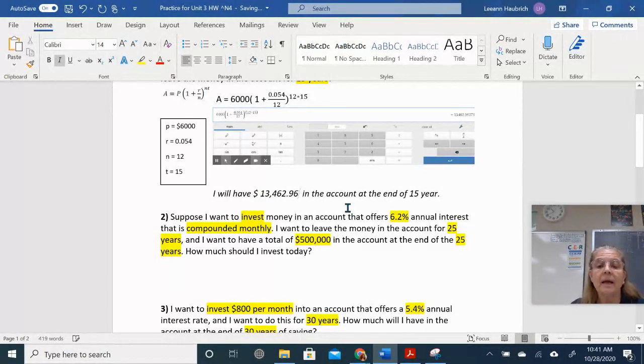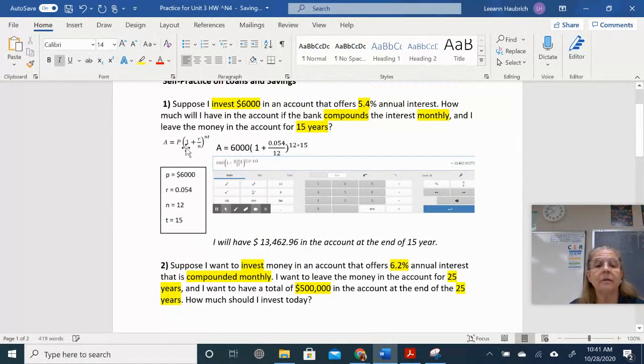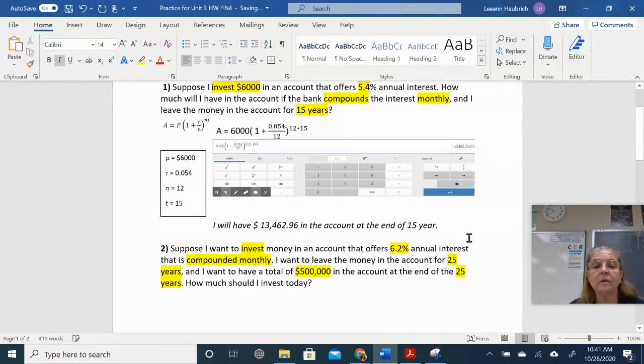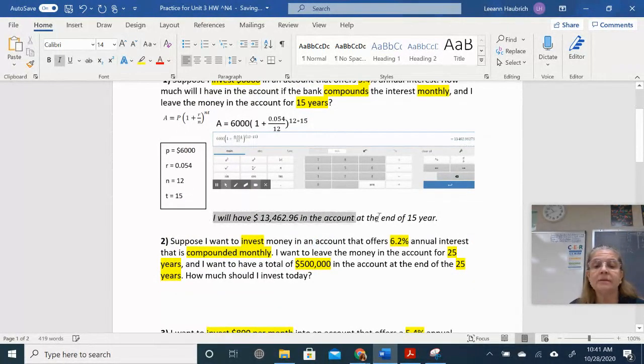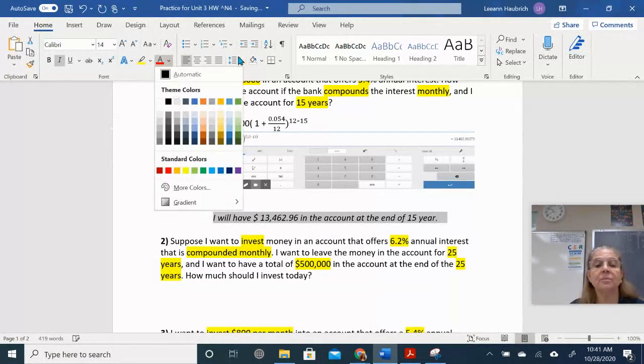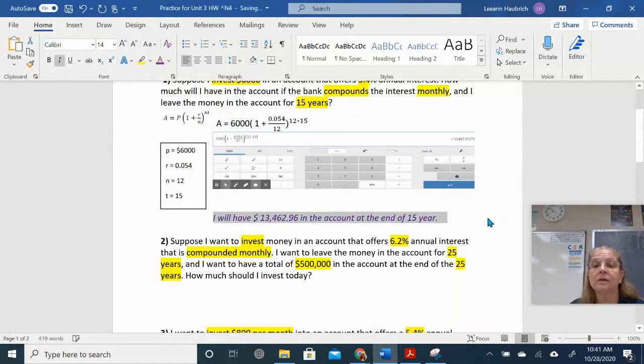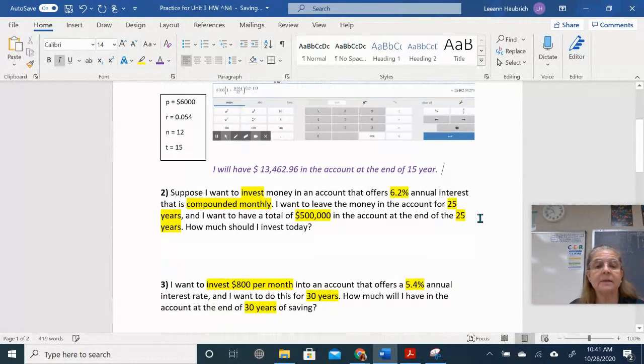So I have now identified the variable, identified the formula, shown my work, and I have answered the question that was asked. And I could highlight this, or I could change the print to a different color to make it easier to see. Let's try this again with the second one.